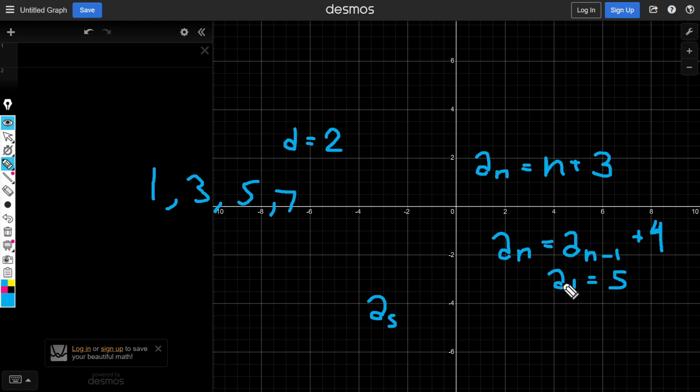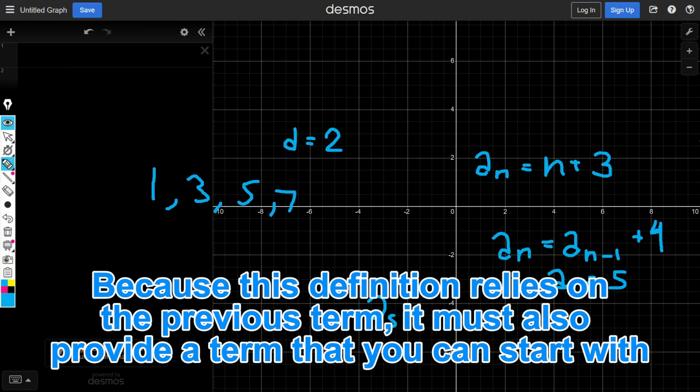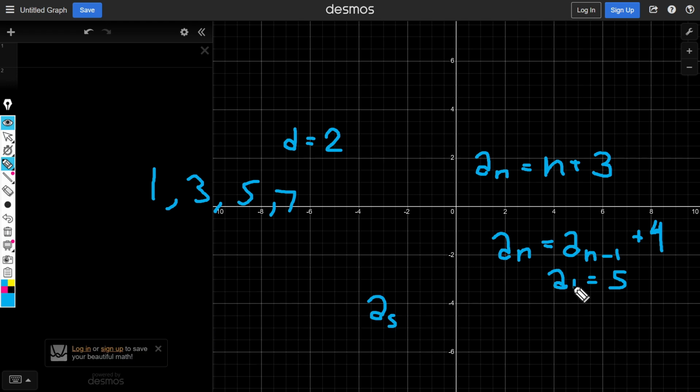Now you can see down here that's not the whole equation. We're also given the first term. That's because if we aren't given any terms, we can't find the next ones in the sequence. So you must always provide the first term when giving a recursive definition. I'm pretty sure I've seen a question like that on the Regents where you have to make something like this.